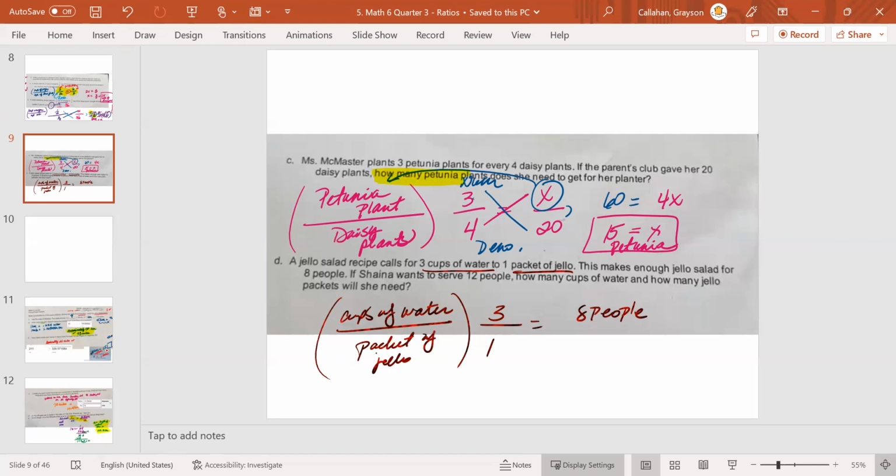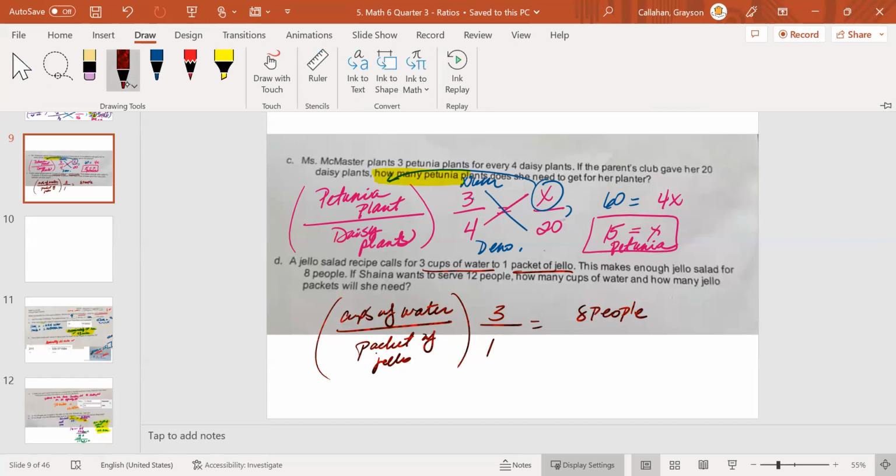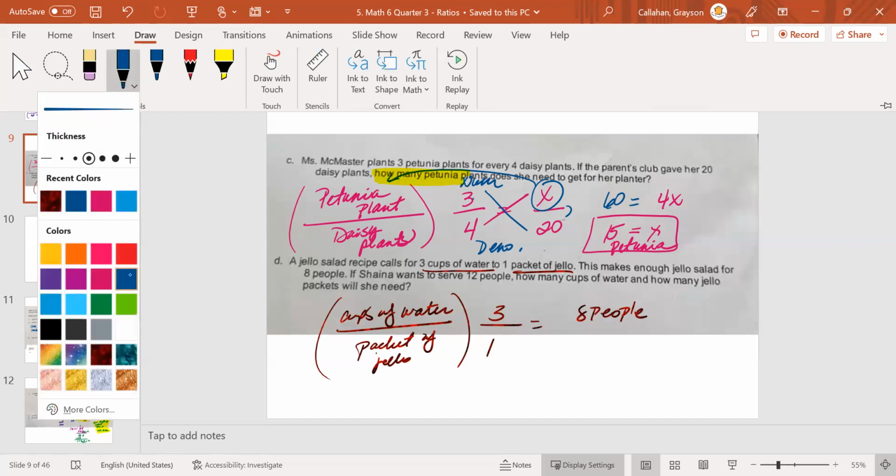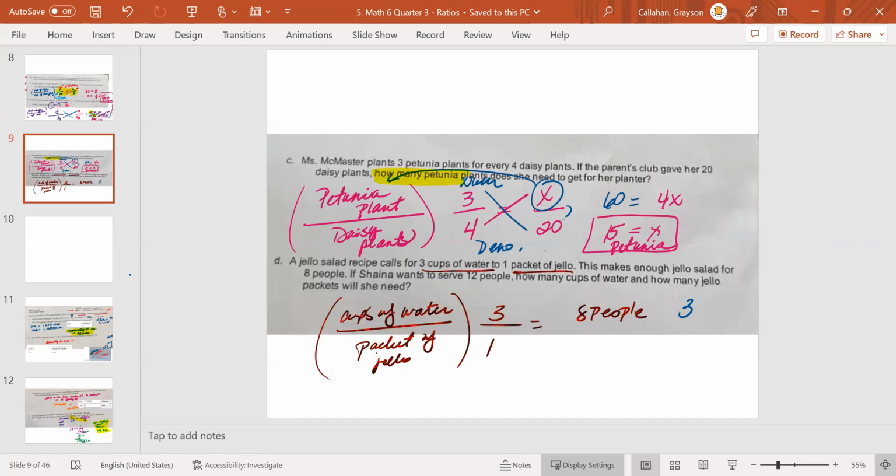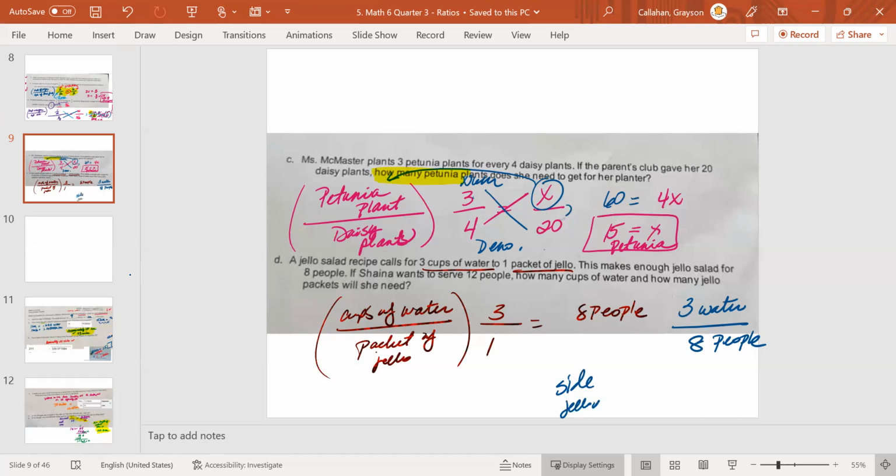Okay, so we're going to have to work this a little bit differently, okay? So this one's a hard one because we're going to say 3 cups of water will give you 8 people. Do you see that? Okay, we're going to leave the packet of Jell-O on the side. We're not forgetting Jell-O, we're just going to leave it on the side, okay? Equals, it's giving you 12 people, right? X. If I figure out what X is going to be, the cups of water for 12 people, right?